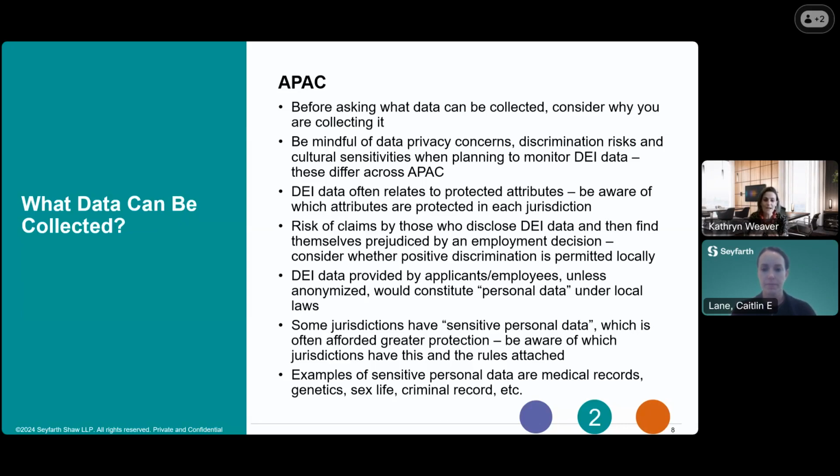So while it may not be illegal to ask certain questions in a DEI survey in Asia Pacific, it will often be considered inappropriate or culturally insensitive, and employees may be concerned about how that data will be used. Even if you tell them it's anonymized and it won't be used in any way that's nefarious, they still might be concerned about it. Another thing to think about is your drop-down choices for your DEI questions.